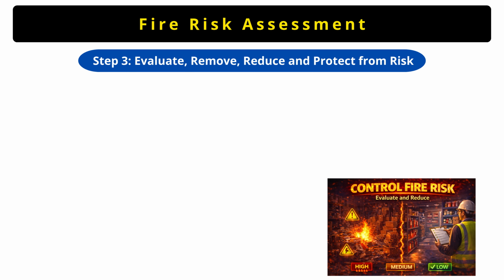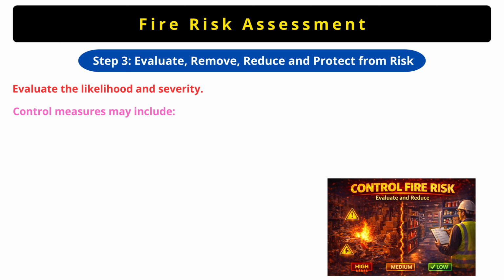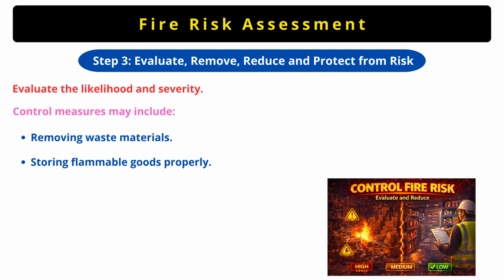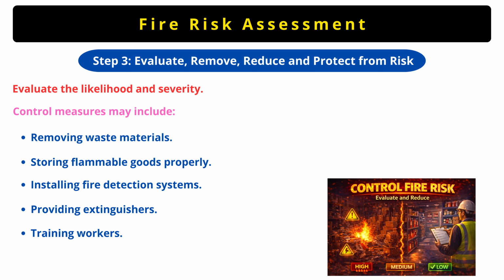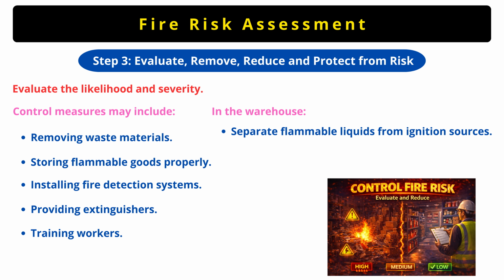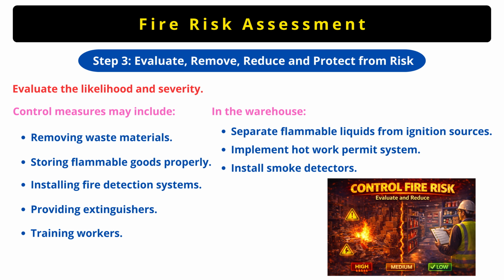Now let's move to step 3, which is evaluate risks. Now we have taken the example of a warehouse, so we will continue with that. So how can we evaluate the risks in a warehouse? We check likelihood and severity, then decide control measures such as removing waste materials, proper storage of flammable goods, installing fire detection system, providing fire extinguishers, training workers. Example controls: keep flammable liquids away from ignition sources, implement hot work permit systems, install smoke detectors. These measures help in reducing fire risks effectively.